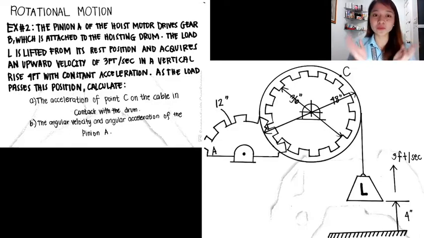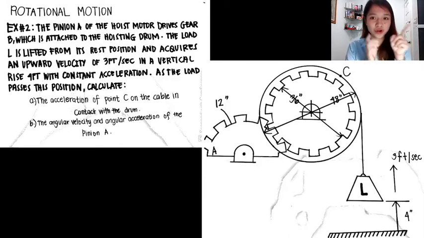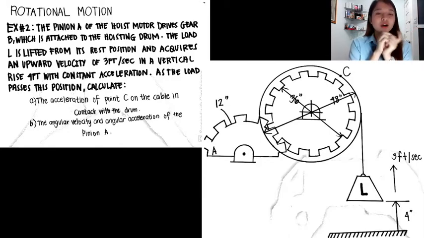For rotational motion, we have example number 2. The pinion A of the hoist motor drives gear B, which is attached to the hoisting drum. The load L is lifted from its rest position, and acquires an upward velocity of 3 feet per second in a vertical rise of 4 feet with a constant acceleration. As the load passes this position, calculate the acceleration of point C on the cable in contact with the drum, and the angular velocity and angular acceleration of pinion A.